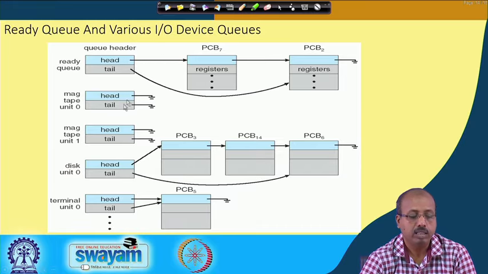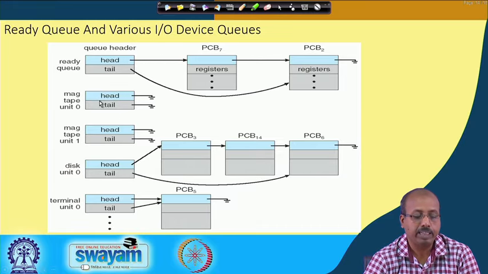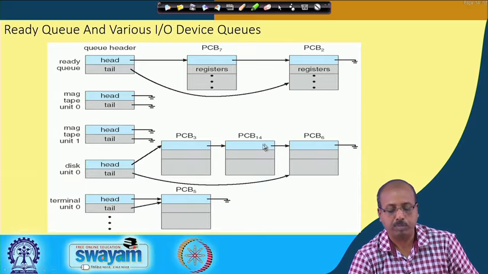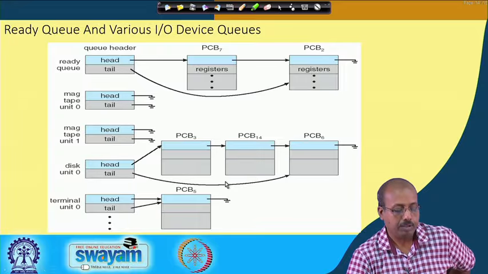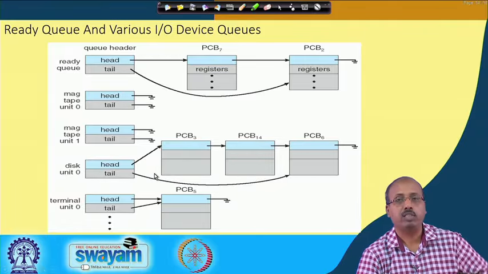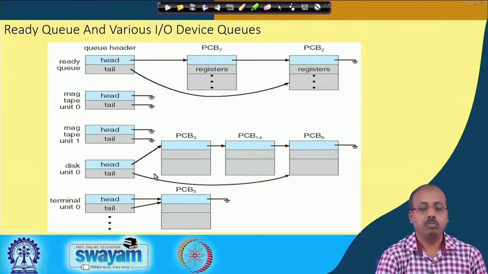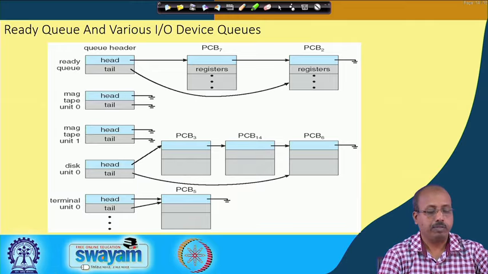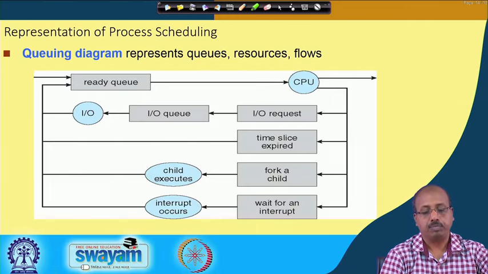Now, for the magnetic tape device, there is no process waiting for tape unit 0, and magnetic tape unit 1 may also have nothing. Then for disk unit 0, we may have a number of processes waiting, like process 3, process 14 and process 6, and for the terminal access maybe process 5 is in the queue. So if you take a snapshot of the system at any point of time, the different device queues may have different processes waiting in the queue.